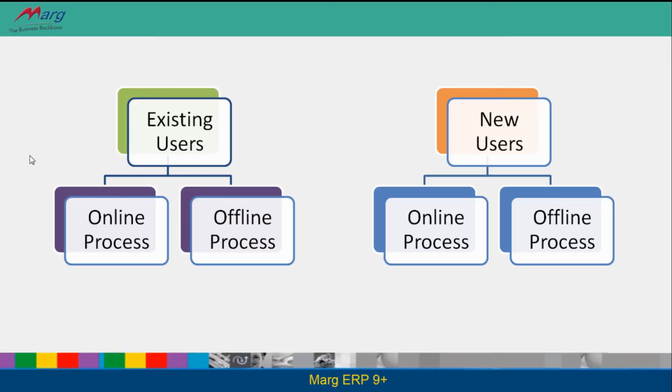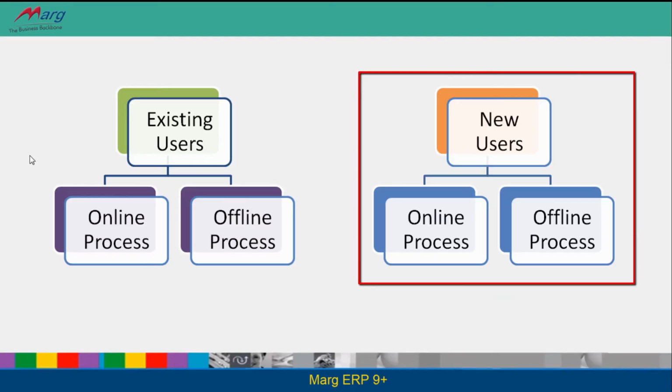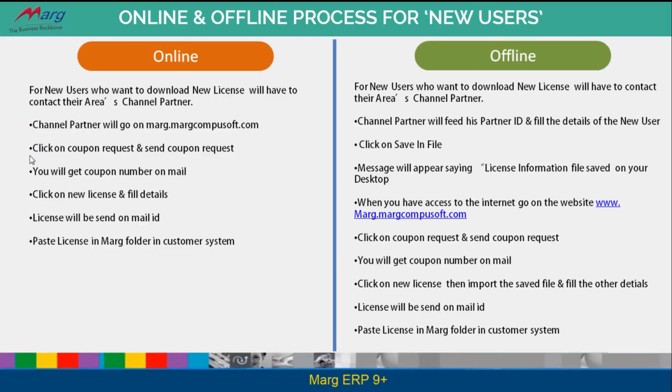Now let's see the steps of the online registration process and offline registration process for new users. Firstly, let's see the online registration process for new users. If a customer is new for Mark software and his software is running on trial basis and he wants to register his software, then that new customer registration will be done through his channel partner, through the dealer panel. So let's see the process.